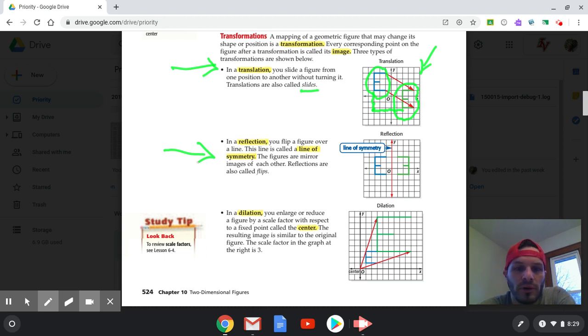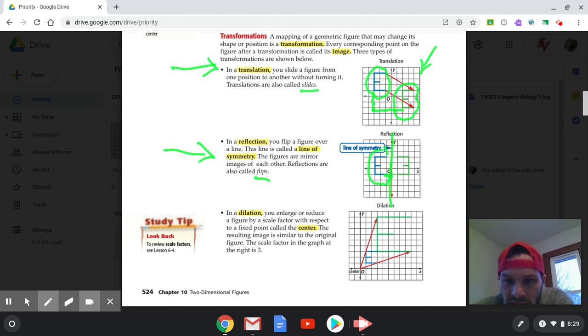And then our next transformation is called a reflection. That's when you flip a figure over a line. The line is called the line of symmetry. So another word for a reflection is a flip. And so we have a line of symmetry down the y-axis on this problem. And we're taking E, the blue E, and we flip it over the line.